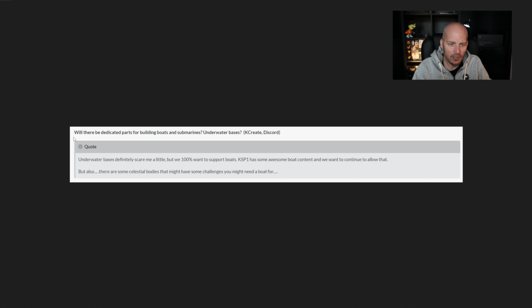Would it be dedicated parts for building boats and submarines? Underwater bases, even. Underwater bases definitely scare me a little, but we 100% want to support boats. KSP1 has some awesome boat content, and we want to continue to allow that. But also, there are some celestial bodies that might have some challenges you might need a boat for. So there we have it. I think that brings us to the end of... That's just it. Yep, that brings us to the end of the questions in the AMA.